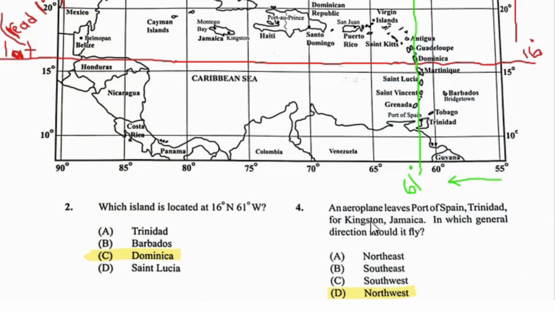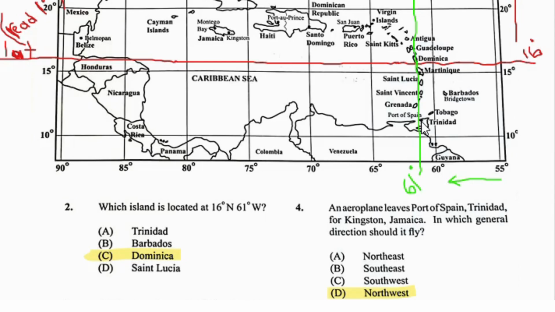So this is a compass direction question. The first step that we're going to do, we're going to go to our map and identify the 2 points. The first point is Port of Spain, Trinidad. Here is Trinidad, here is Port of Spain, Trinidad, and the next point in the question is Kingston, Jamaica. Here is Kingston, Jamaica. So the plane is leaving from Port of Spain, Trinidad.